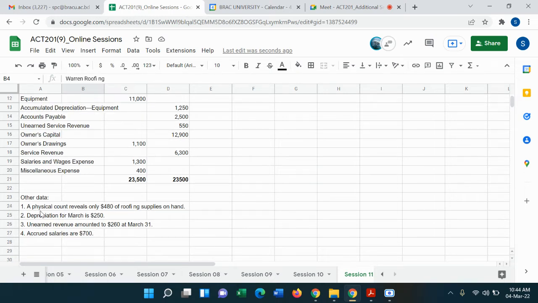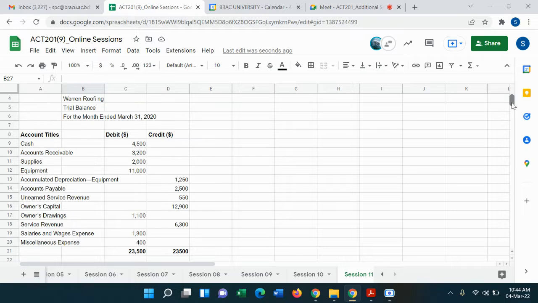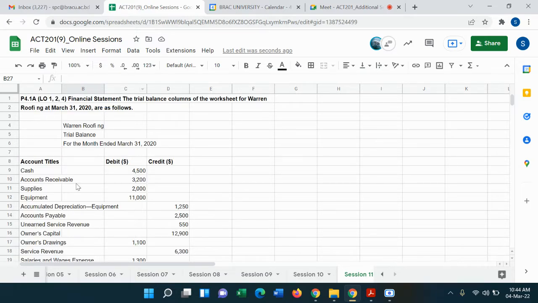and then they mention some other information. A physical count reveals only 480 of roofing supplies on hand. Depreciation for March is 250. Earned revenues amounted to $60 at March 30, and accrued salaries $700. So these are the additional information given after preparing the trial balance. It indicates that we need to do some adjustment with the additional information that has been given to us. But what is the first step of doing adjustment? We need to find out the duration of the accounting period. Can you help me to figure out what should be the duration of the accounting period?